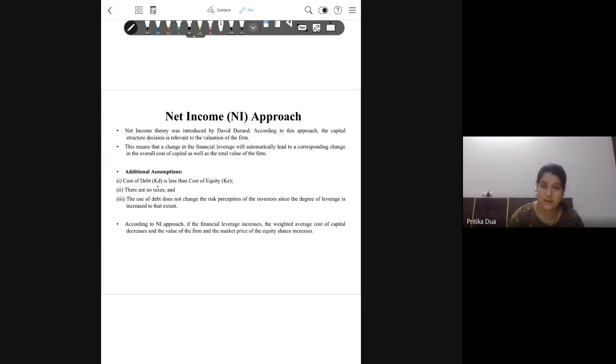Again, as I told you, there are no taxes hypothetically, and the use of debt does not change. Please have a look at this point. Use of debt does not change the risk perception of the investors since the degree of leverage is increased to that extent. Now, what does this mean? Let's take a simple example. You are going to take a loan, say you're taking a car loan, and you go to PNB, and before approving the loan, they'll ask for your credit history. Now, all of you know that individual credit history is in the form of a score. What is the name of that score?